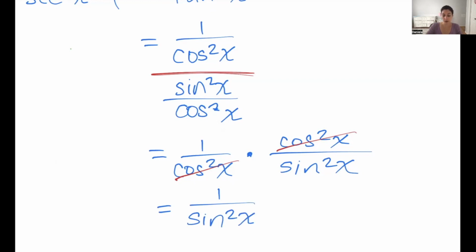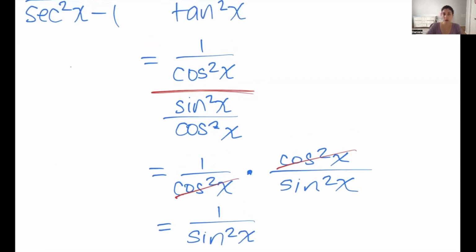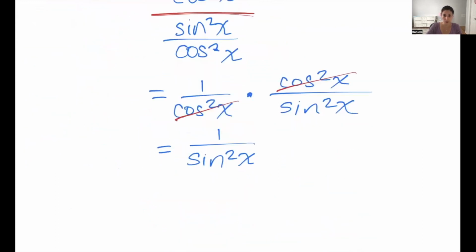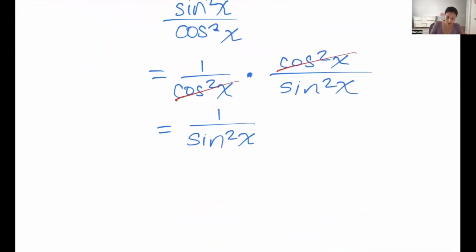And you never want to lose sight of your goal, right? So if you're ever stuck, look up and say, where am I looking to go? I'm looking to finish at cosecant squared. But wait a minute, isn't that the reciprocal of sine squared? Yes, so after we set this equal to cosecant squared x, we are done.